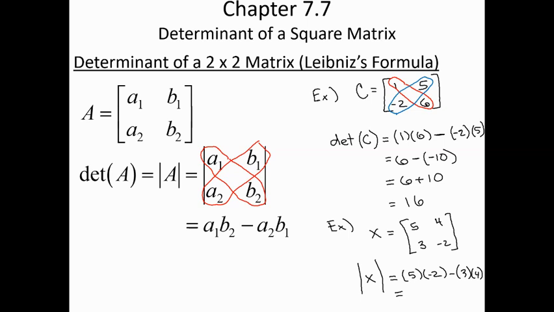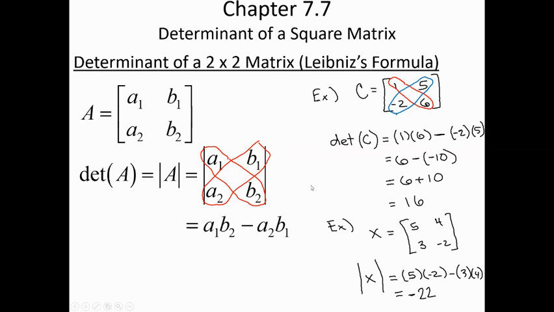Okay, what's the determinant of matrix X? Let's go with Rachel. Rachel, what's the determinant of matrix X? Is it negative 22? It is negative 22. Good job. All right. So 2 by 2 matrices, determinants, using Leibniz's formula, really easy.